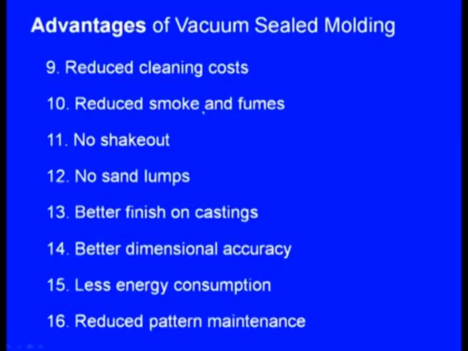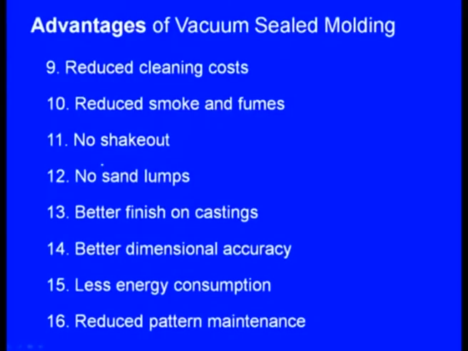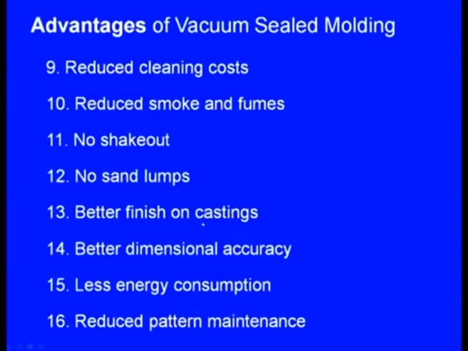Next one, reduced smoke and fumes. In the case of green sand moulding, because we are mixing clay and moisture, when we pour the molten metal, there will be smoke and fumes. That will not be there in the case of vacuum sealed moulding, and there is no shake out. Just release the vacuum, and the solidified casting will fall down. No sand lumps, better finish on the castings, better dimensional accuracy, because we are not giving any pattern allowances, no draft allowance, and other allowances will be very minimal.